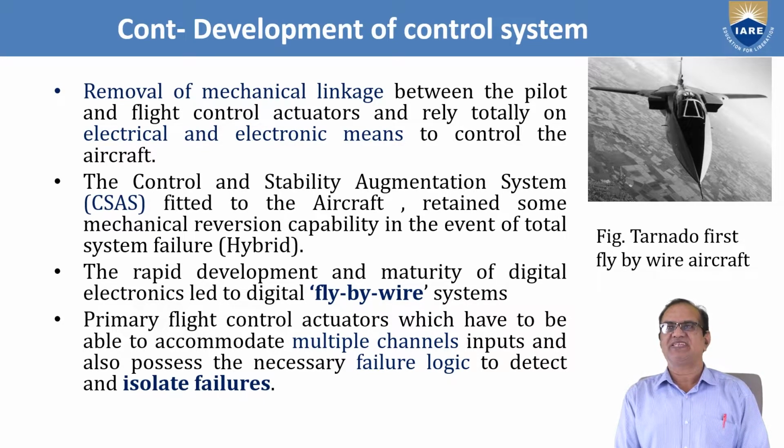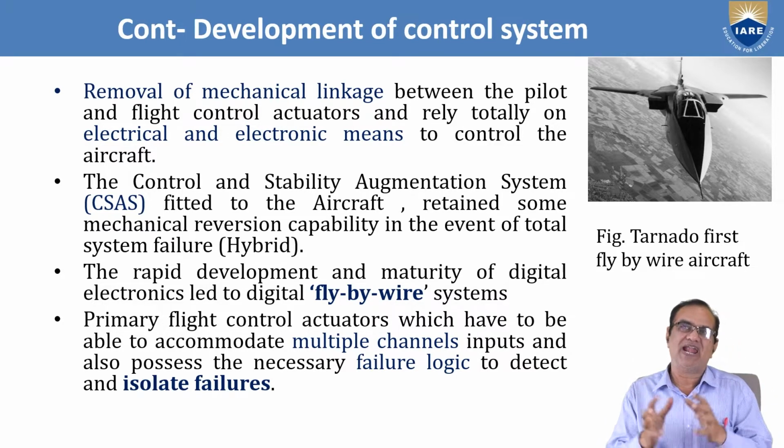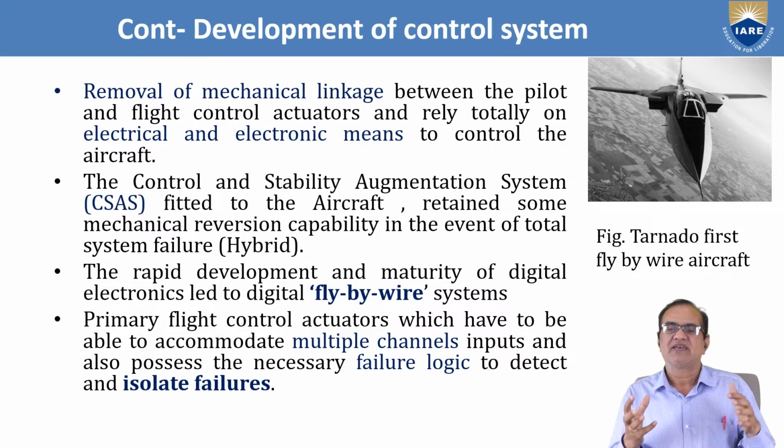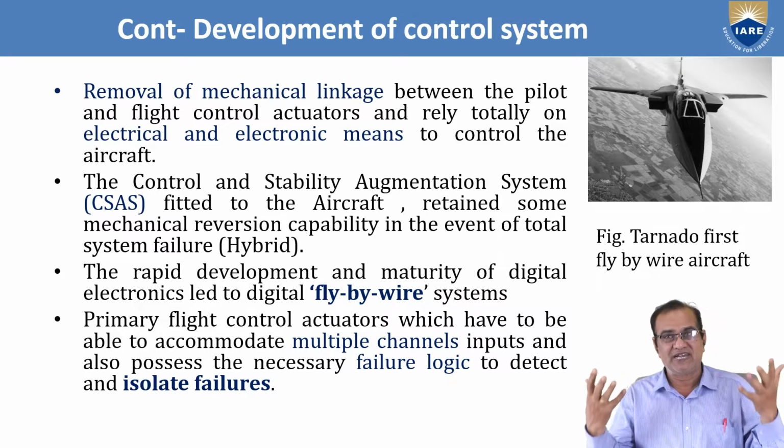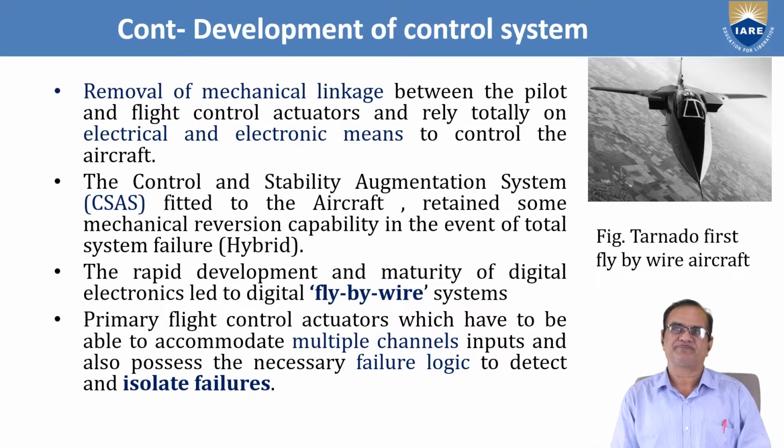Removal of mechanical linkage between the pilot and the flight control actuator, and relying totally on electrical and electronic means to control the aircraft. The control and stability augmentation system, that is CSAS, fitted to the aircraft retained some mechanical reversion capability in the event of total system failure. It is called hybrid, means it is automatic control and the mechanical control. In case autopilot is failed, then pilot can take over, and it is called the hybrid system.